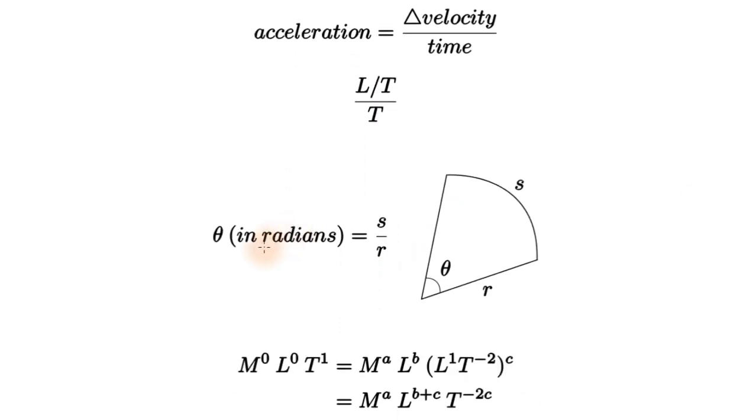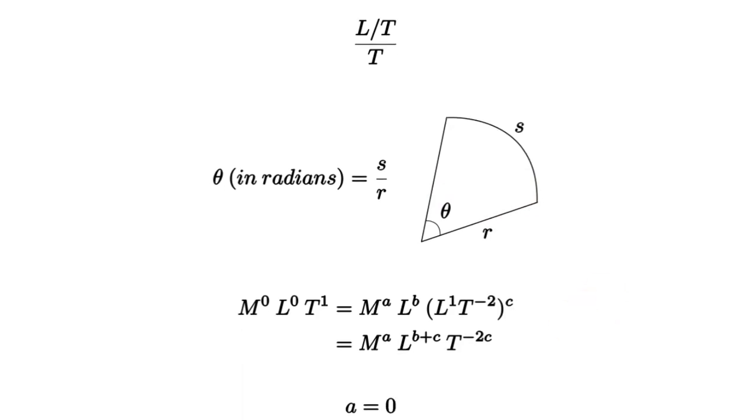The angle theta in radians is defined as, if you take a portion of the circle with theta at the center, then theta in radians is s by r, the length of the arc divided by the radius. Both of these have the nature of length, and so the dimension of theta is 1. Such quantities we call dimensionless quantities, and so we are not going to consider it here at all because it does not have any dimension.